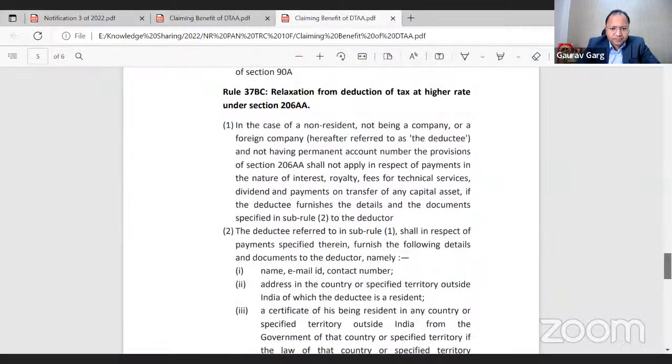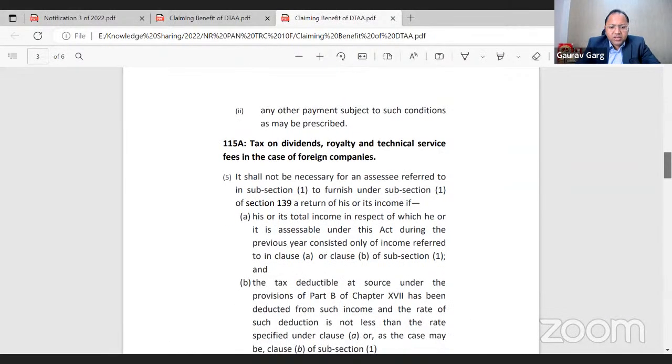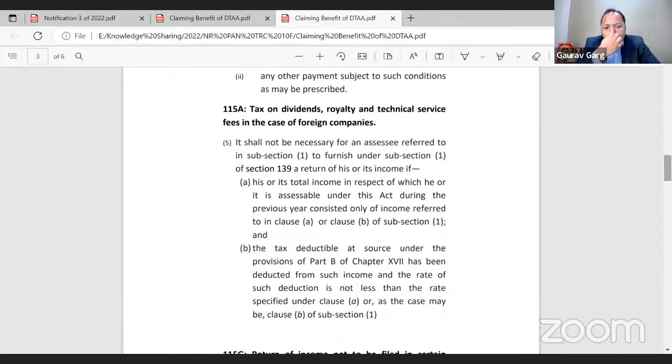And if you go further, 115A, let me take you to 115A. It's a tax on dividend, royalty, technical services fees in the case of a foreign company. So it gives exemption or benefit to non-residents for not filing return in India. And the rate under 115A is again 10%. So if the non-resident is ready for the TDS rate of 10% plus surcharge, then the non-resident, to the best of my knowledge, does not need a permanent account number, but he should furnish the tax residency certificate.